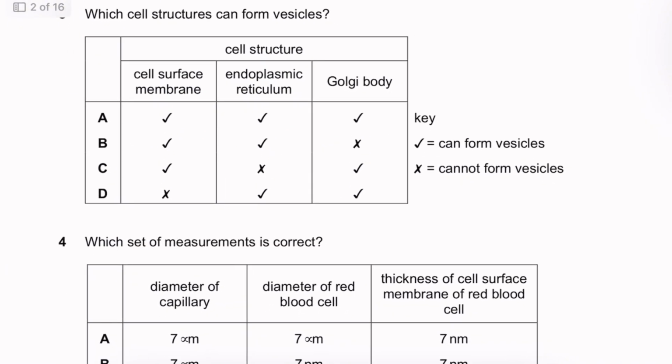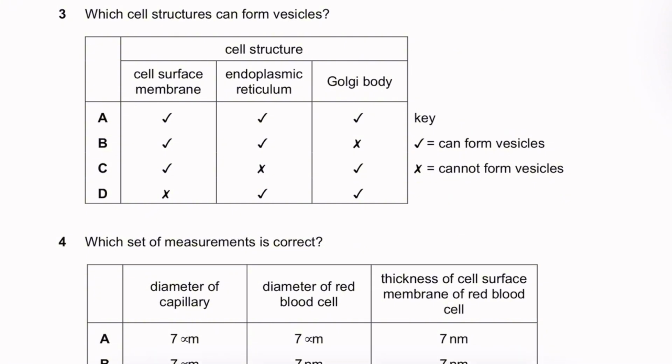Which cell structures can form vesicles? Cell surface membrane, endoplasmic reticulum, Golgi body. Well, the endoplasmic reticulum can definitely form vesicles, and so does the cell surface membrane, and so does the Golgi body. All these structures can form vesicles. One of the Golgi body's main functions is to produce secretory vesicles. The endoplasmic reticulum is basically a single membranous organelle that secretes proteins, and these proteins are released in vesicles, as well as lipids by the smooth endoplasmic reticulum.